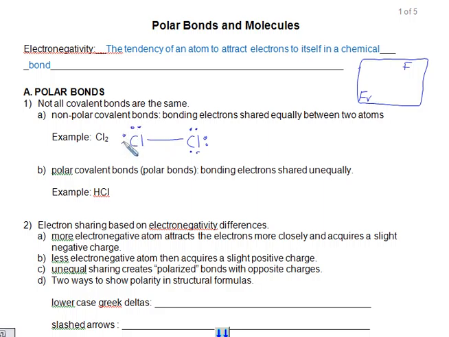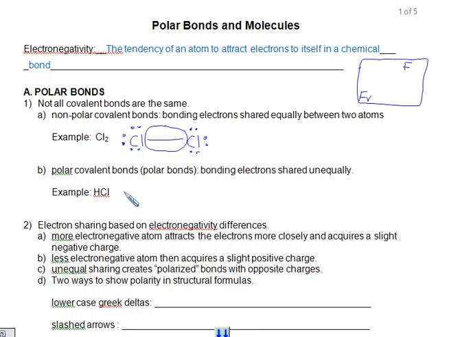Both chlorines are exactly identical. So it's like two people of equal strength pulling on a rope. They're both going to be attracting the electrons equally to themselves. So if we were to draw a cloud representing the electrons that are shared, the cloud would be shared symmetrically between the two chlorine atoms. So in a covalent bond where the electrons are shared equally, it's called a nonpolar bond.